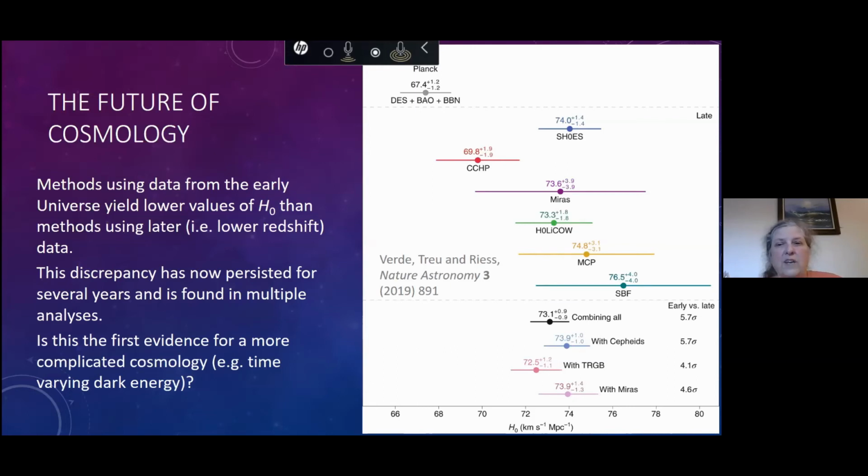So when we analyze the cosmic microwave background, we make certain assumptions about the underlying cosmology. Maybe those assumptions are wrong. So is this the first evidence for a cosmology that is more complicated than we assume? For example, is dark energy not actually a cosmological constant, which, as the name suggests, is constant with time, but something which has changed over time, and this is why measurements taken from the early universe get different results from measurements taken using the local universe?